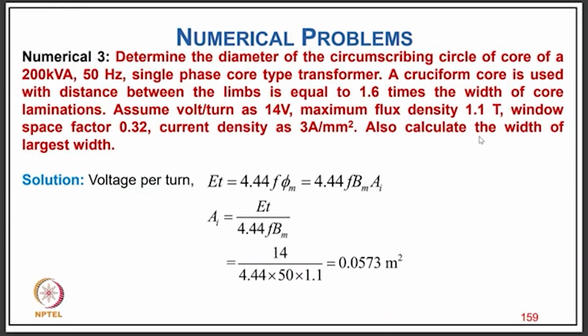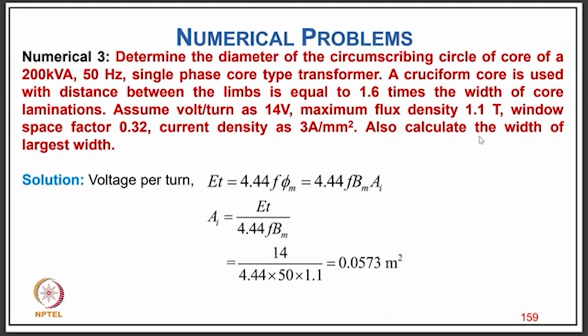Numerical 3. Determine the diameter of the circumscribing circle of the core of a 200 kVA 50 hertz single phase core type transformer. It is a cruciform core with the distance between the limbs equal to 1.6 times the width of the largest stamping, assuming volt per turn of 14 volt, maximum flux density 1.1 Tesla, window space factor 0.2, current density 3 ampere per millimeter square. Also calculate the width of the largest stamping.